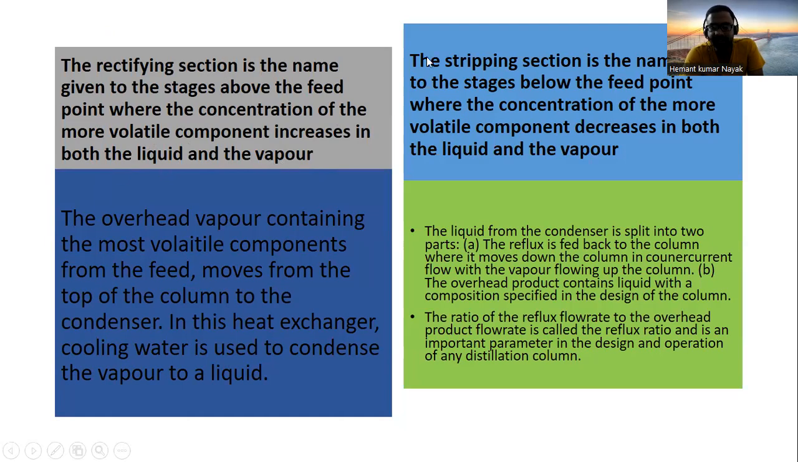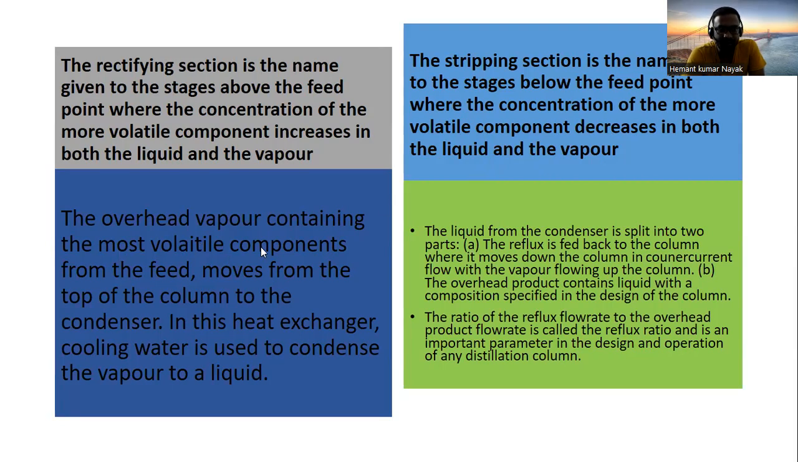The stripping section is the name given to the stages below the feed point. Below the feed point, in the stripping section, the concentration of the more volatile component decreases in both the liquid and the vapor.